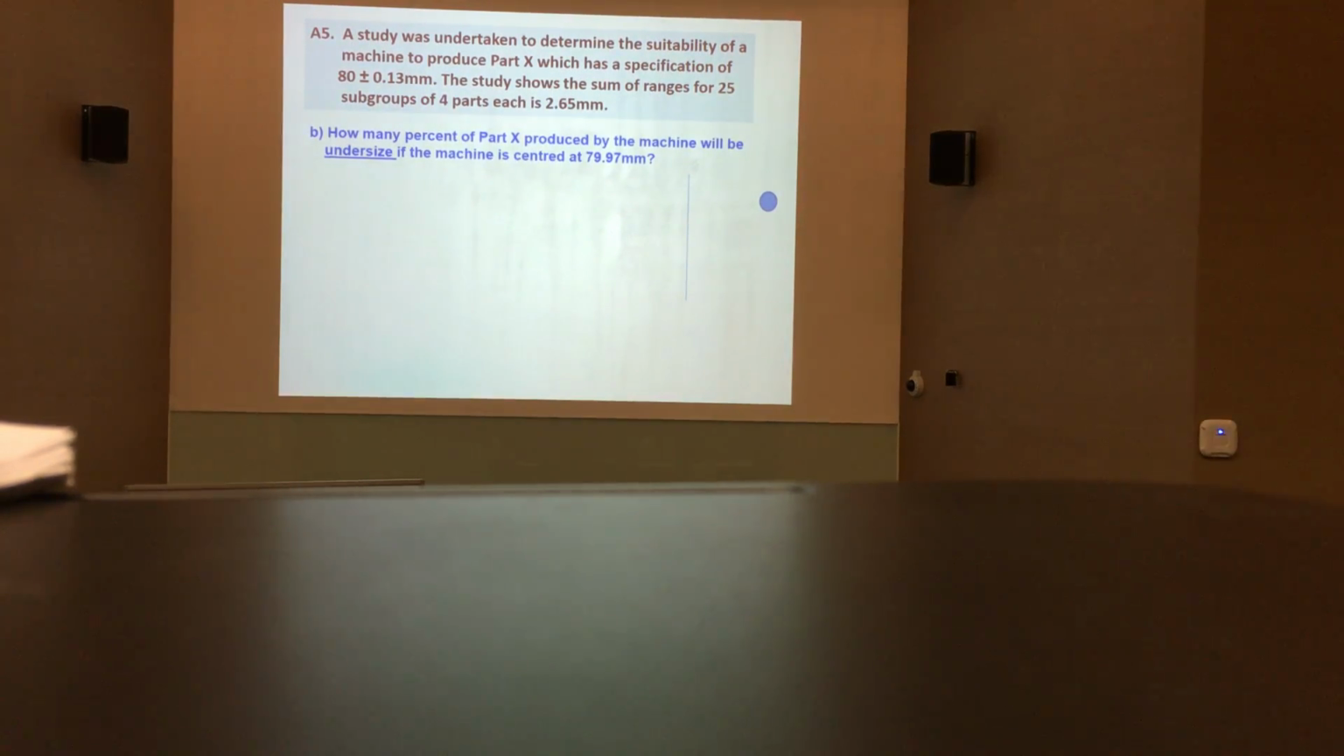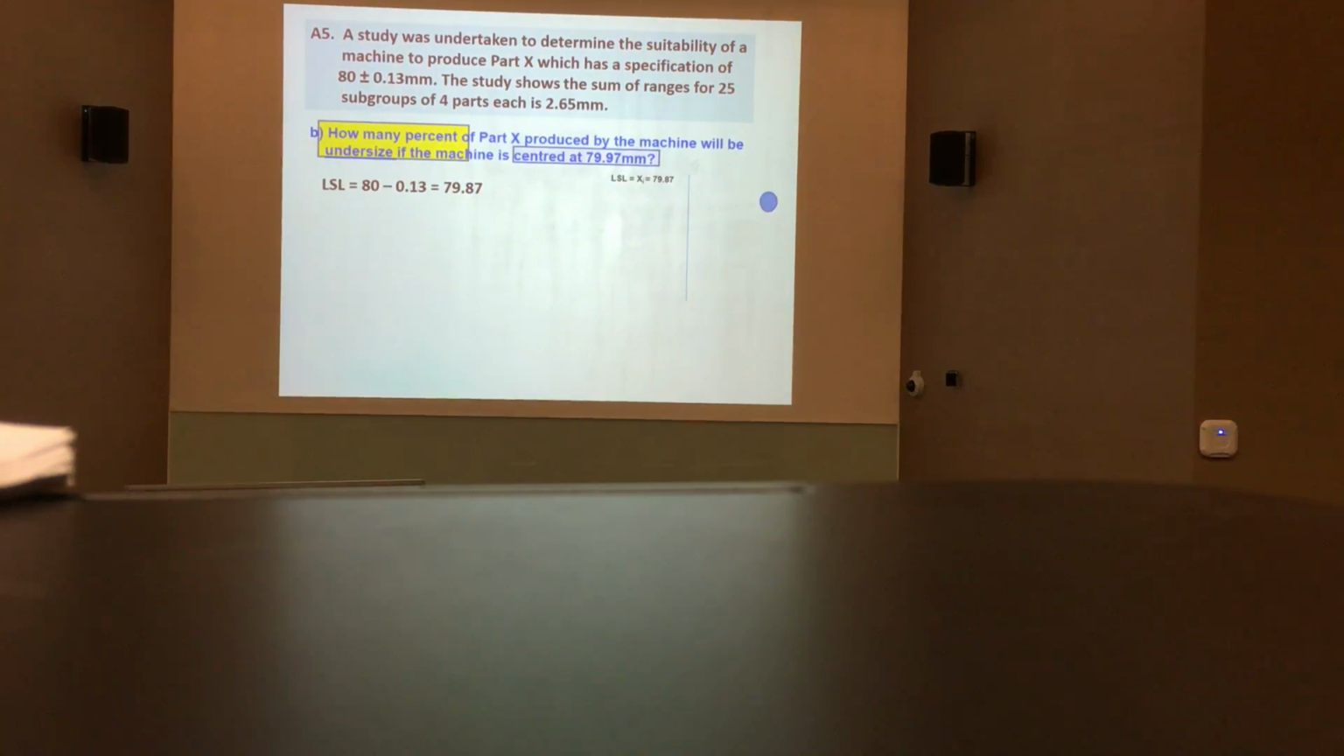Okay, so this normal distribution question asks how many percent undersize if the machine is centered at 79.97? So 79.97 is your mu. How many percent undersize?